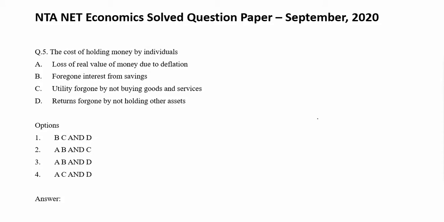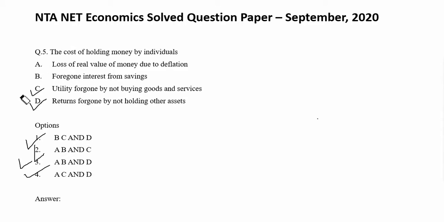So the question is asking about the cost of holding money by an individual. What is the cost of holding money by an individual? There are four options given here. The first is loss of real value of money due to deflation. Second is foregone interest from savings. Third is utility foregone by not buying goods and services. And fourth is returns foregone by not holding other assets. So these are the four options. We have to find out which of these is correct in this case.